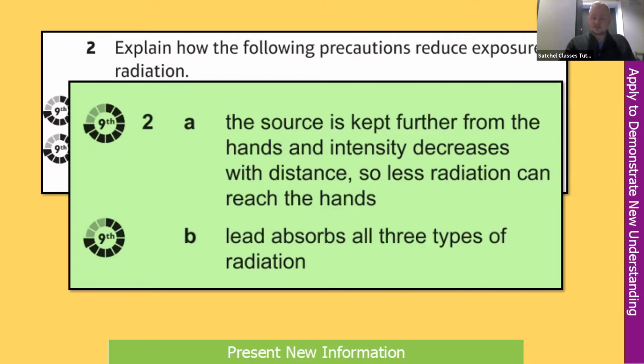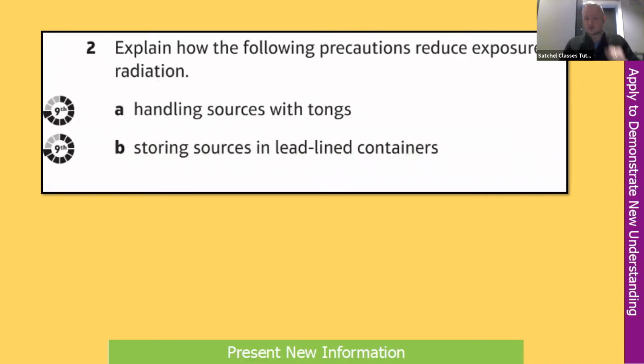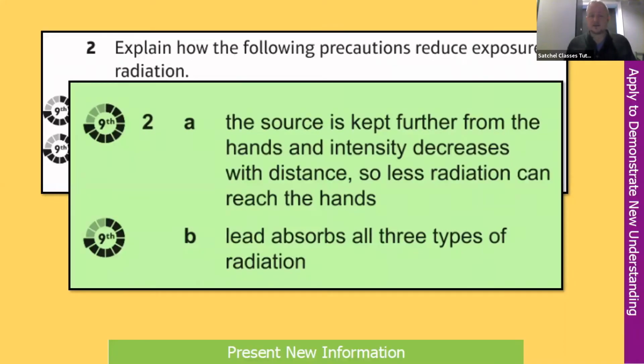The next question, why do they use storing sources in lead-lined containers? It's because lead absorbs all three types of radiation. So keeping them in a lead-lined container means that there's less possibility of anyone outside that container being exposed to any of the three types.